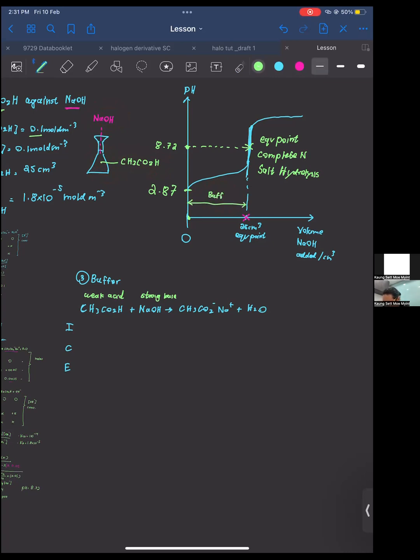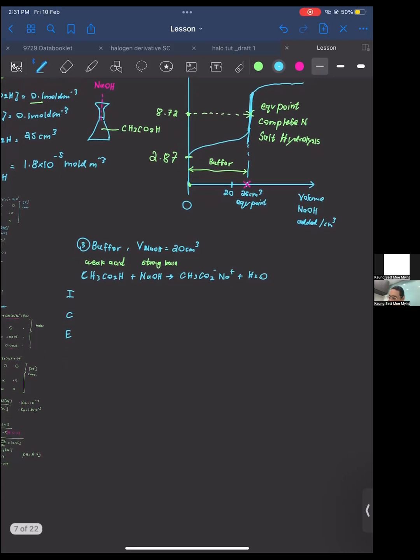Okay. So that means what? That means if you are going to be asked to calculate the pH of any volume in this region, you are supposed to do it like it is a buffer. So let's say I want to calculate what the pH is when the NaOH volume added is 20 cm3. Okay, guys, what you need to do all the time is to always figure out, if I add 20 cm3, what is left in the beaker after the acid and the base have reacted.